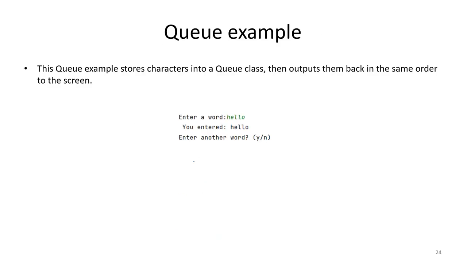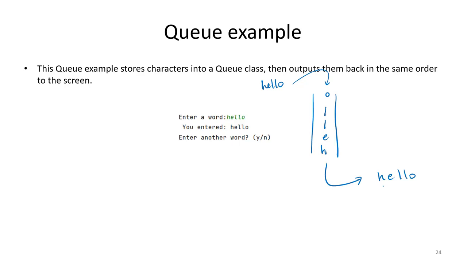Let's now finish up with our example of the queue. In this queue example, we're doing a very similar thing. We're storing characters into a queue data structure. And so if I have, for example, the word hello, if I put the word hello into a queue data structure and then take the data out, I would actually recover my data back in the same order that I had before.